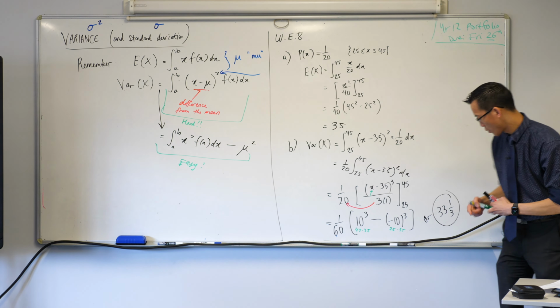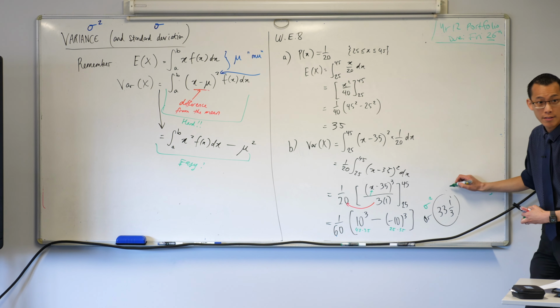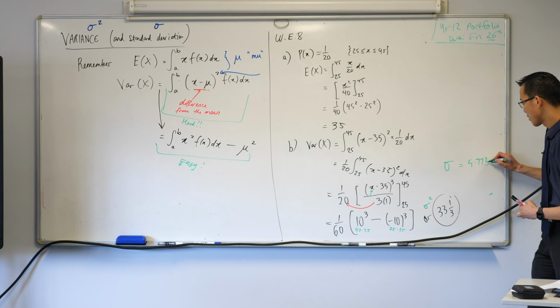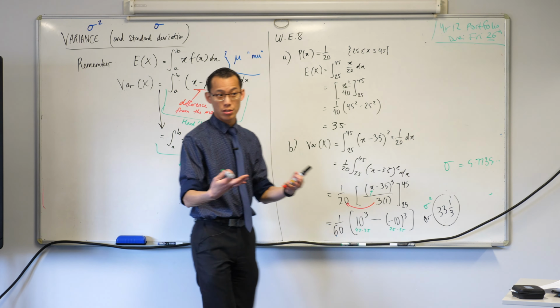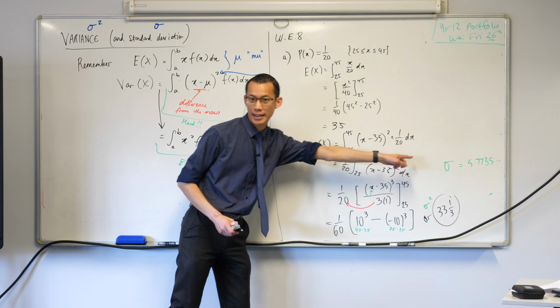What do you get? Square root of this. This is variance, right? So this is sigma squared. 5.7735, I assume. Okay? So if you wanted to know what the standard deviation is, it's that. Okay?